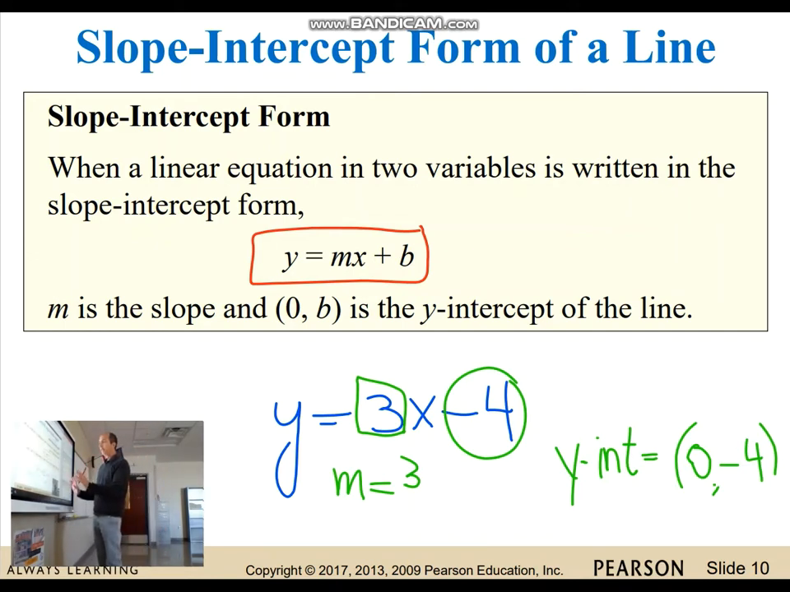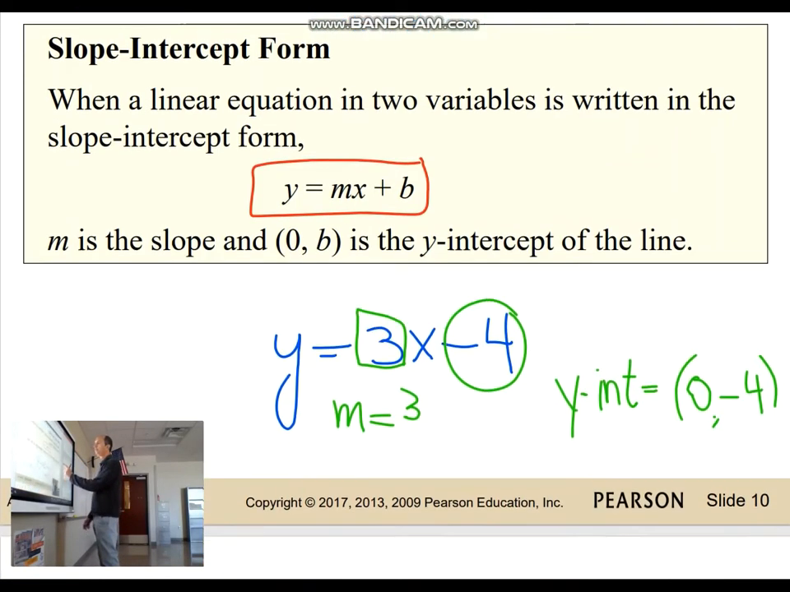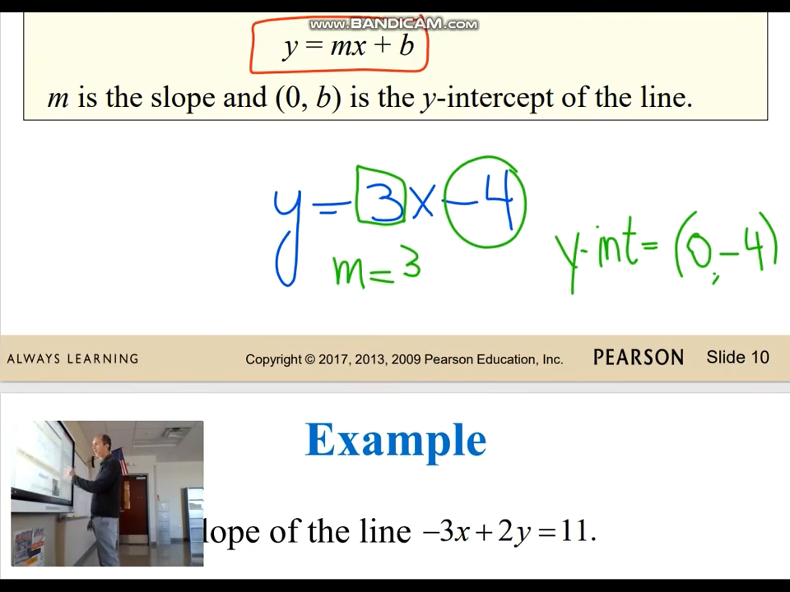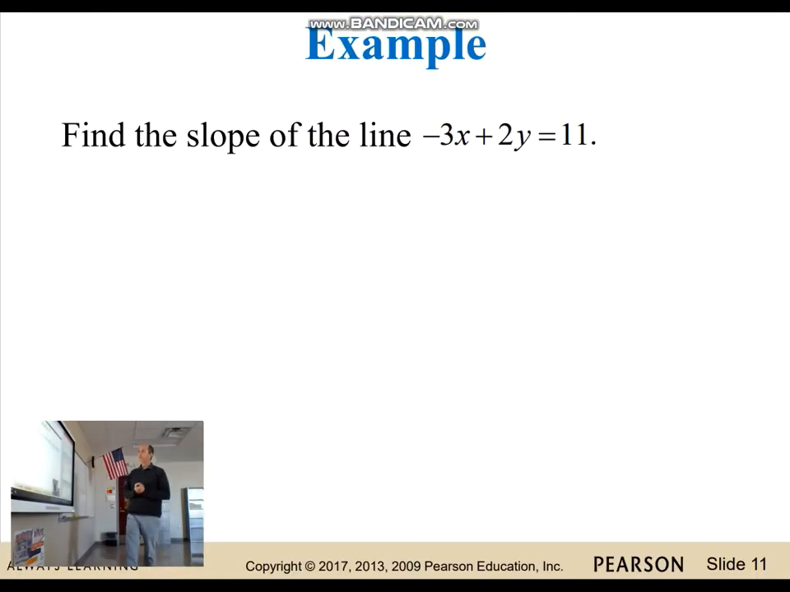Okay, clear? Easy? If you have the equation in slope-intercept form, it's very easy to identify the slope and y-intercept. Let's work on this example. Find the slope of the line: negative 3x plus 2y equals 11.